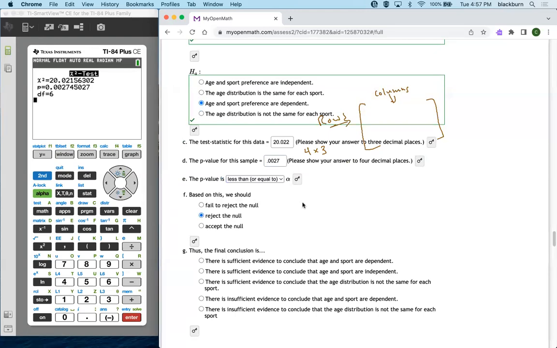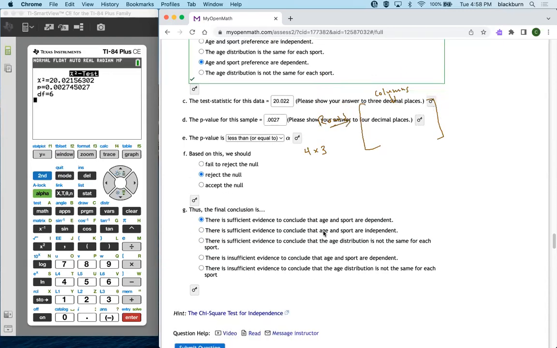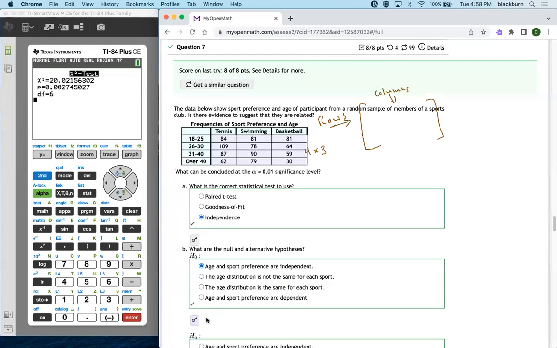Now this one's all about dependent and independent. P is less than alpha, so we have sufficient evidence. So it's got to be the first, second, or third. It can't be the third one because we're not talking about distribution being the same or not the same. We're talking about whether two variables are dependent or independent. So there is sufficient evidence to conclude that age and sport are dependent. And there we go, chi-square test for independence. Submit question.